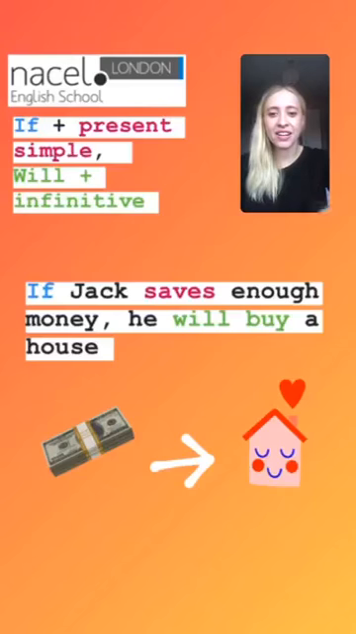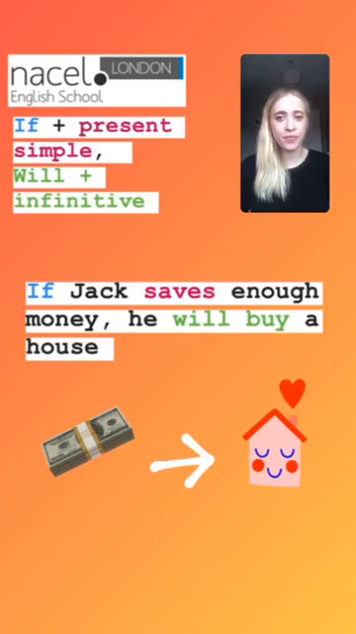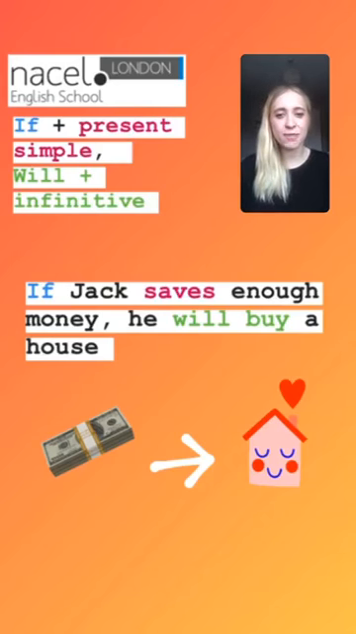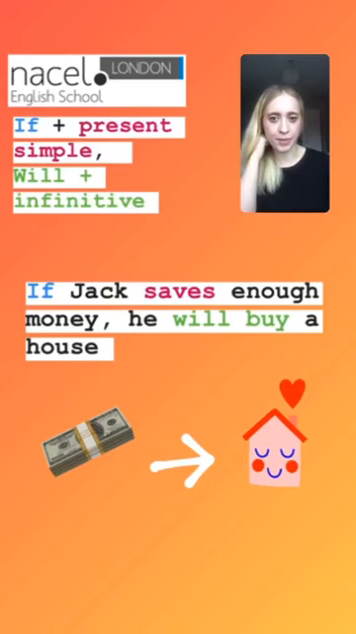Let's have a look at this one then. This example is, if Jack saves enough money, he will buy a car. So action 1 is saving money. Action 2 is buying a car. So number 1 is the first action. If we do action 1, number 2 is more likely to happen. If we do not do action 1, if we do not save money, then action 2 is very unlikely to happen. It's not going to happen.